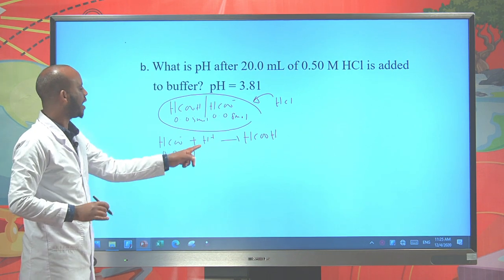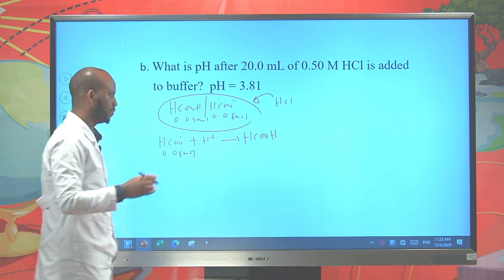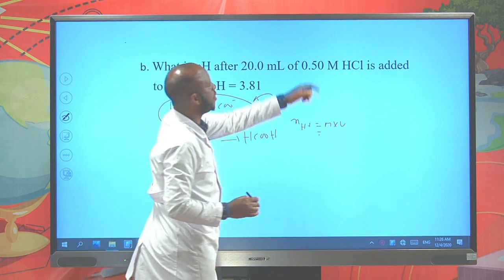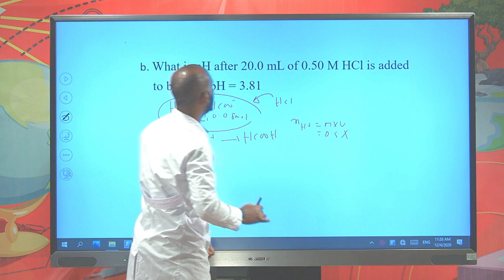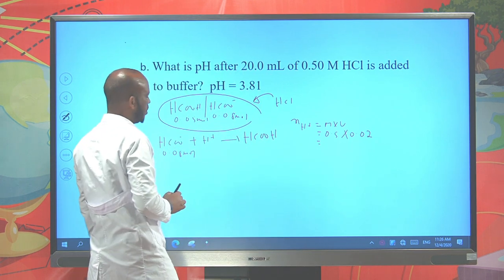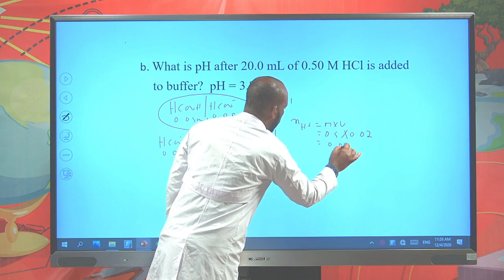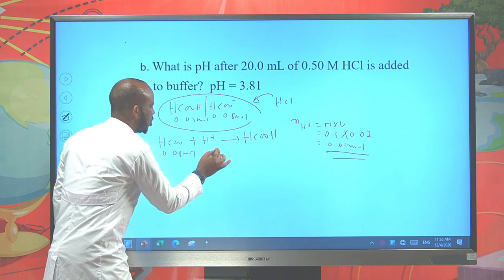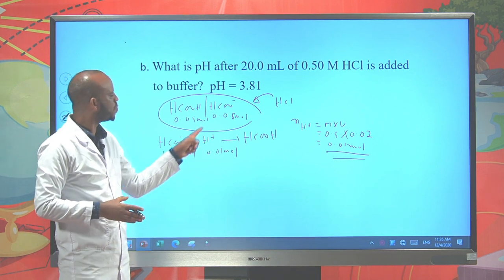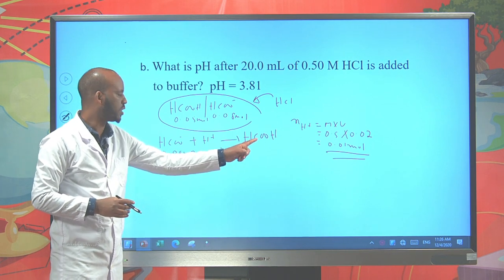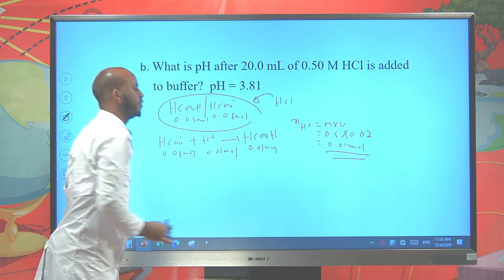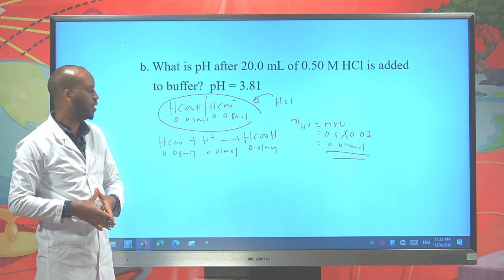The amount of formate that reacts with the acid is 0.08 mol. The amount of added acid is molarity times volume. Number of moles of H plus is molarity times volume. Molarity of the added acid is 0.5 mol per liter times volume of 20 milliliters. In liters, 0.02. This gives 0.01 mol. Now H plus is the limiting reactant because it is found in smaller amounts. The amount of product is determined by the limiting reactant. From this reaction, 0.01 mol of formic acid is formed. Now this is in excess.